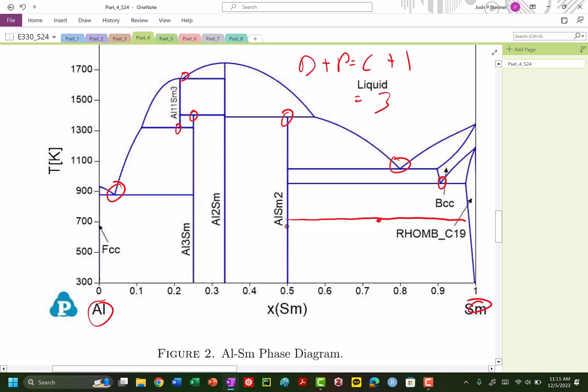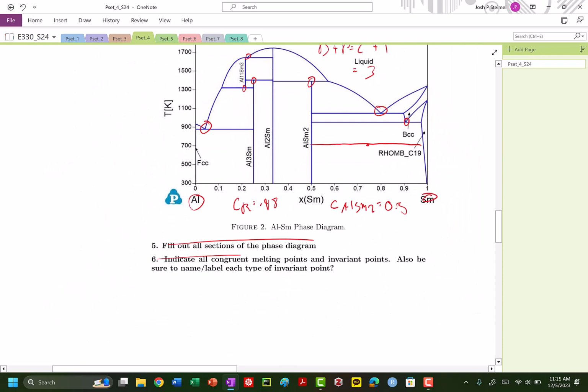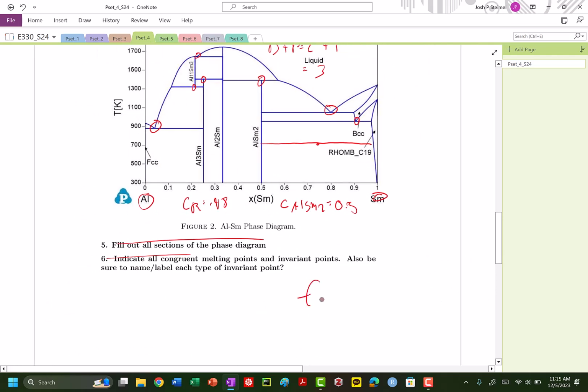Phases, 2. What are my phases? So we're going to have some composition that is AlSM2. We're going to have some composition that is, I'll call it rhomb. And then you'll have fractions as well. So the composition of my rhombohedral, let's call it 0.98. Composition of this is 0.5. So now my fraction of rhomb is going to be equal to 0.98 minus 0.5.